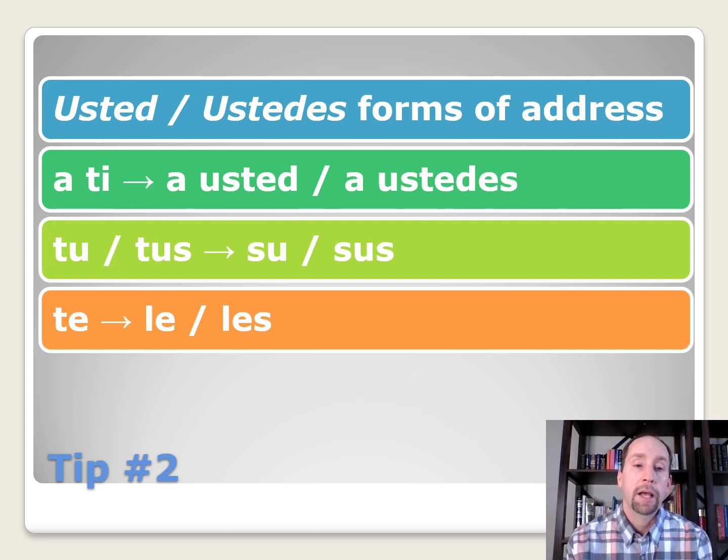Okay, and our last one here, it's an object pronoun. So "te" is going to change to "le" or "les" when I want to say you or you all, and I want to be polite and formal. All right, and our last tip, let's take a look here.